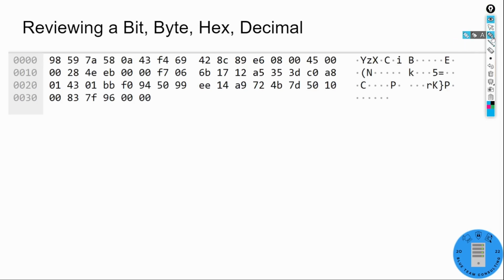Okay, a bit of review here, as it is important to review the concepts of a bit. So a bit was either a 1 or a 0. A byte was 8 bits. So any combination of 8 bits gives us 1 byte.